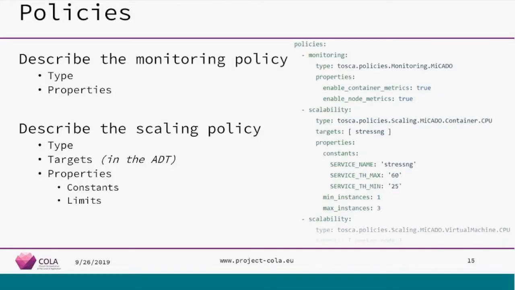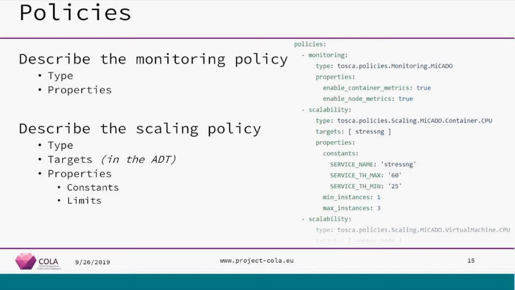Last up to describe are the policies themselves. We split these into two. Very simply, the monitoring policy just has some flags either on or off, so we can either enable the container and node metrics, or we can disable them. The scaling policy is a little bit more involved. It takes a type, but it also takes some targets. So these targets are other nodes or other containers that we've described elsewhere in this ADT that we want this particular scaling policy to affect.